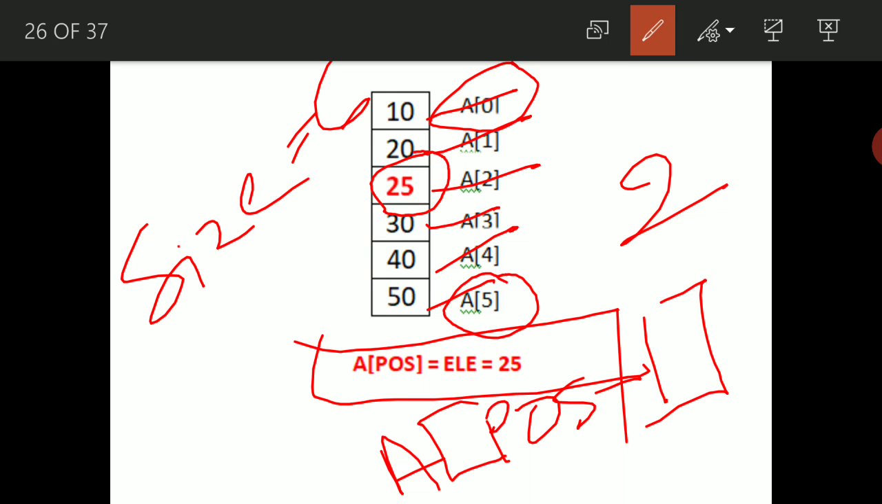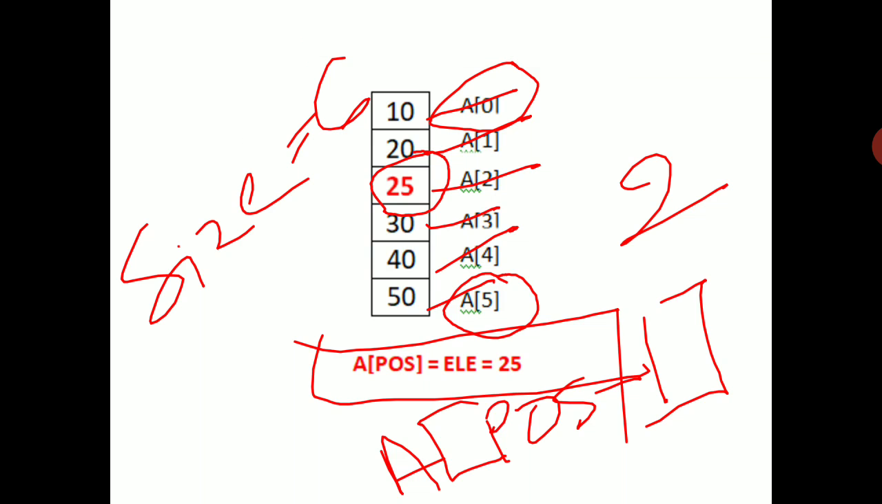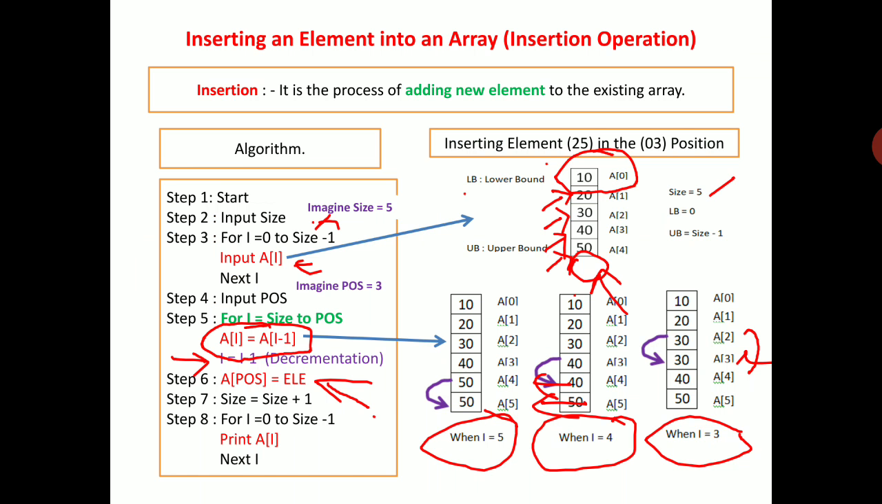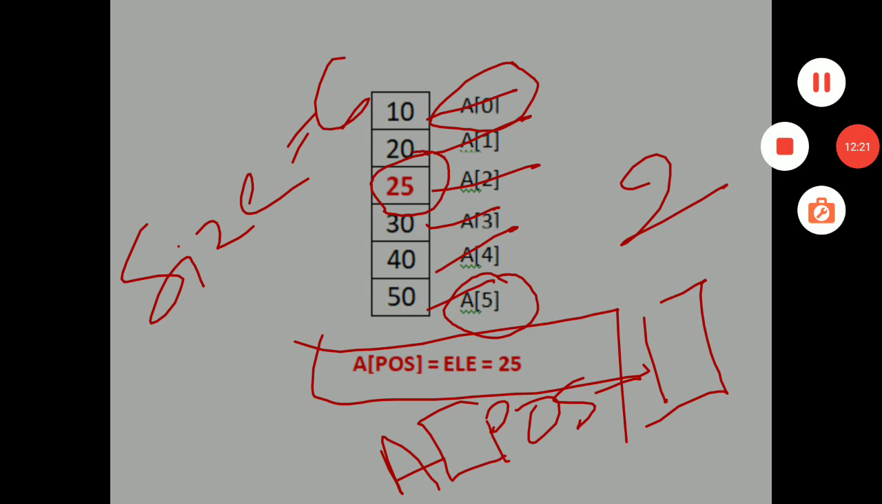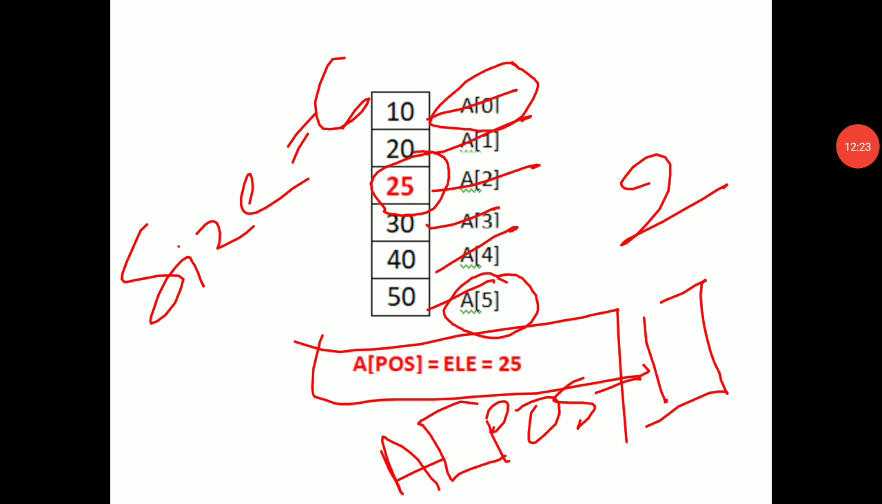So this is an operation. What is this operation? It is insertion. We are trying to add a new value. We have added 25 in the third position. So this is an algorithm for adding a new element, or for the insertion operation. Thank you. And in the next class, we are going to discuss the deletion operation.